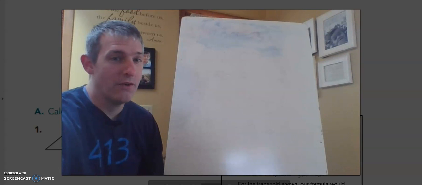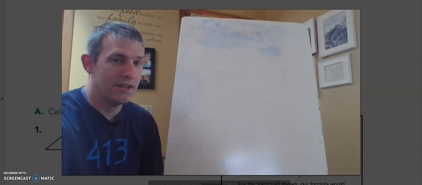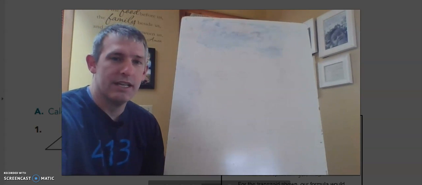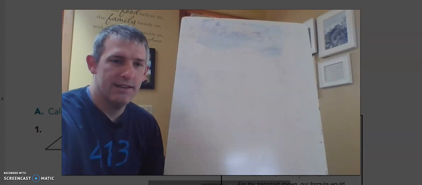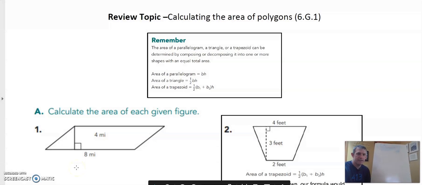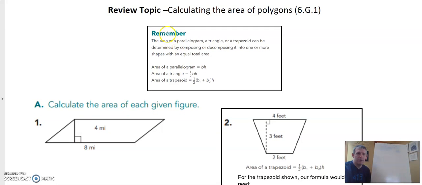We are working our way through this first packet, the March 30th packet, and we're going to look at the third page of content. So it should look like this. It's a review topic, calculating the area of polygons. So if you're looking at that page, you're looking at the same one that I am. In this case, we want to make sure we remember these formulas, so it's nice that they're provided for us right here. Okay, so first, calculate the area of each given figure.